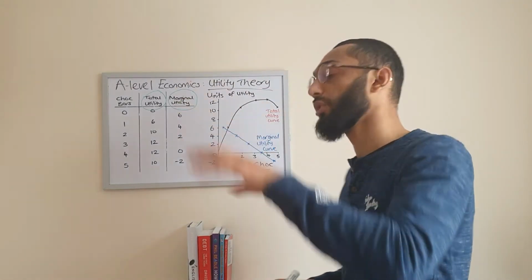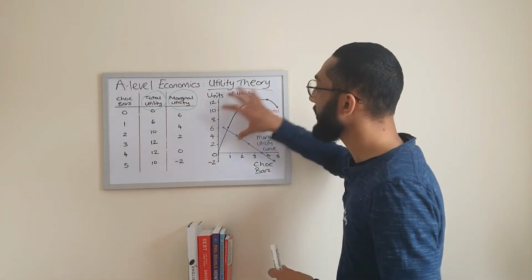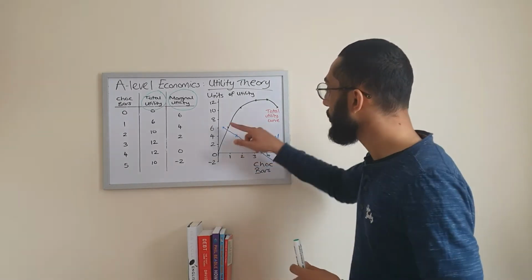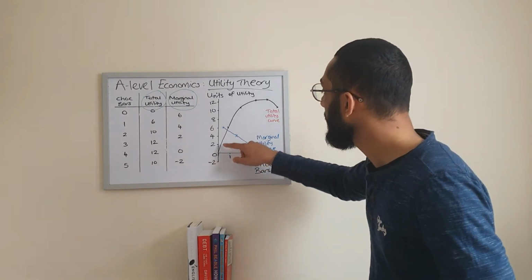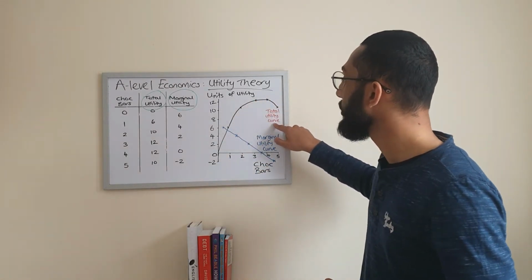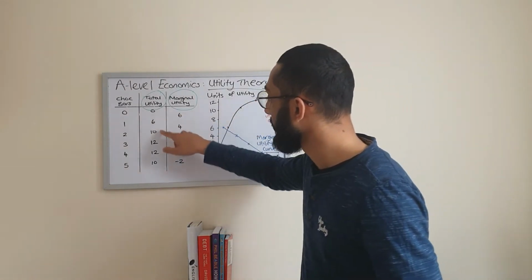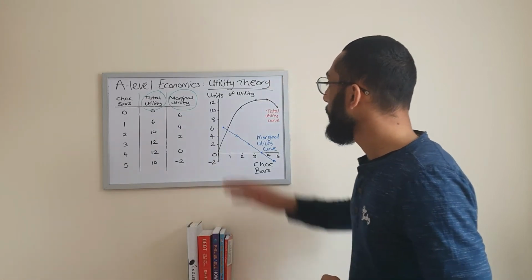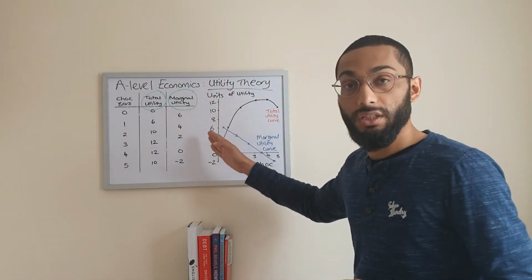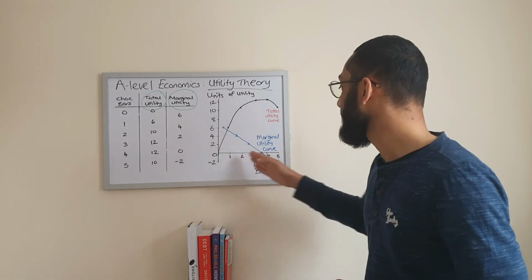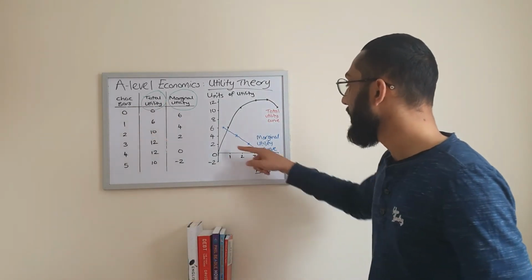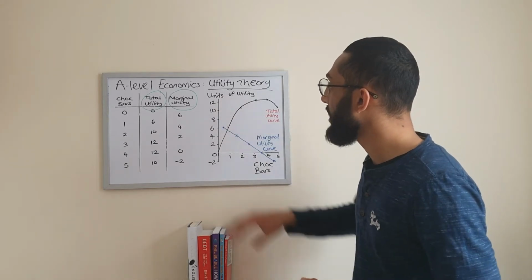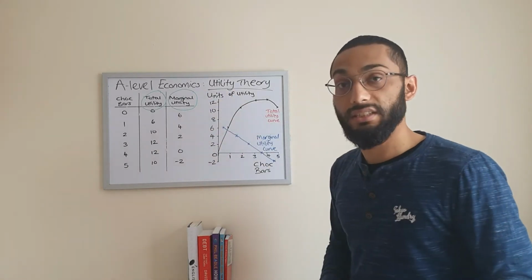But when we interpret it into the diagrammatical format, this is how it works. You've got two curves here that I've put onto the same diagram. The first curve goes like this, and that's known as the total utility curve, which is this column here. On the y-axis, we've got units of utility. On the x-axis, we've got the amount of chocolate bars, up to 5, as we know. Then total utility and marginal utility are on the y-axis.